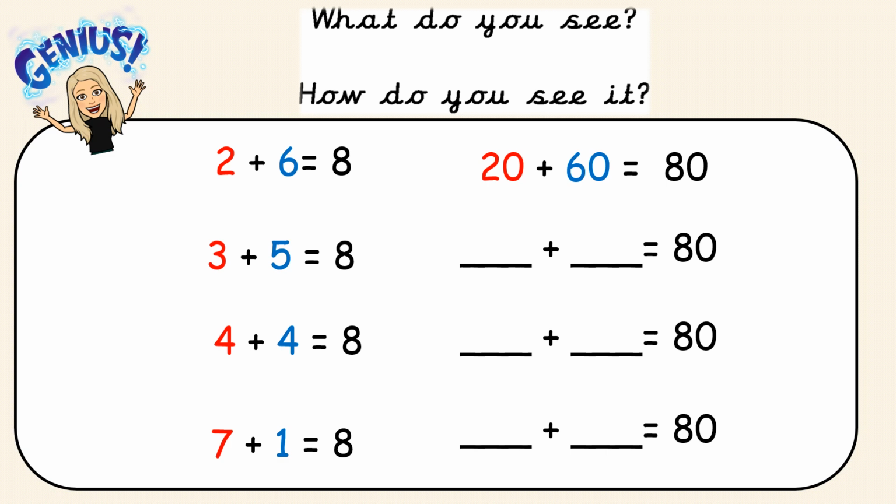Have a go at doing these ones then. If 2 plus 6 is equal to 8, then 20 plus 60 is equal to 80. Can you complete these 3 on your own, and then we'll go through the answers together. So press pause, and once you're finished, press play.